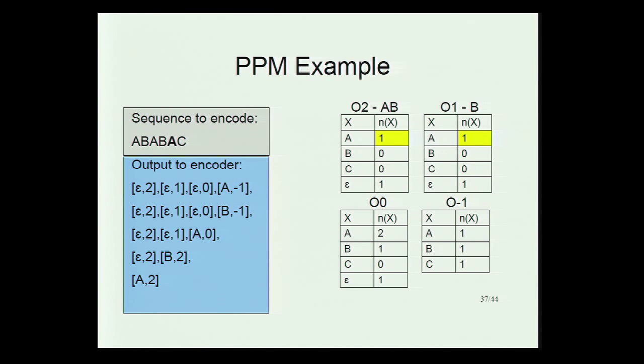Next, we have an A. We have actually seen an A with our order 2 context, so we immediately output A at order 2. We will not increment any of these tables because we never had to fall back to them. Finally, a C. We've never seen a C at order 2, order 1, or order 0, so we escape all these tables, and finally output our C at order minus 1.